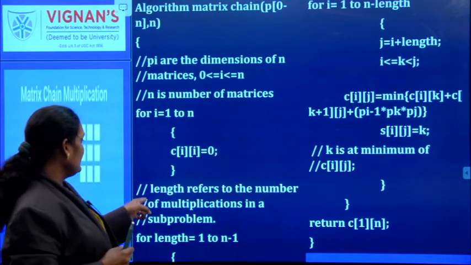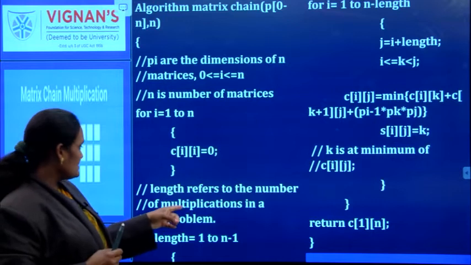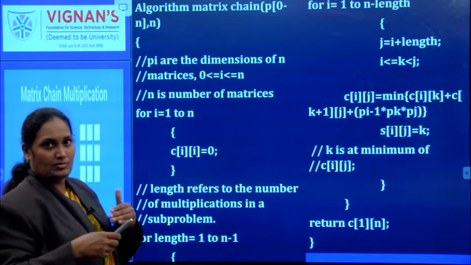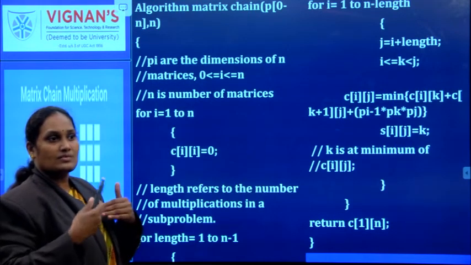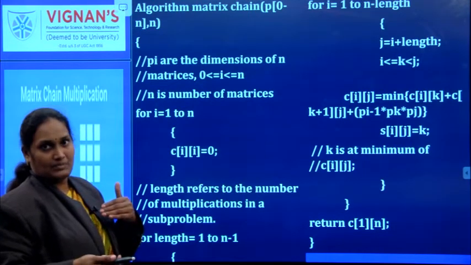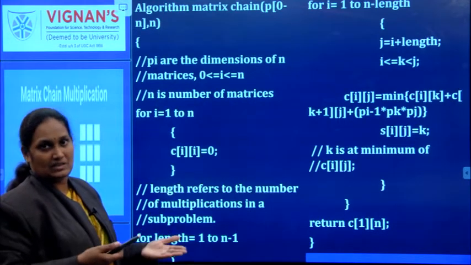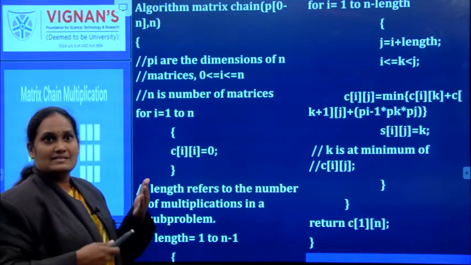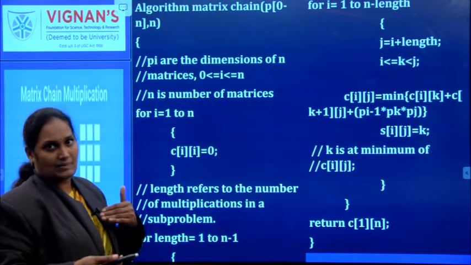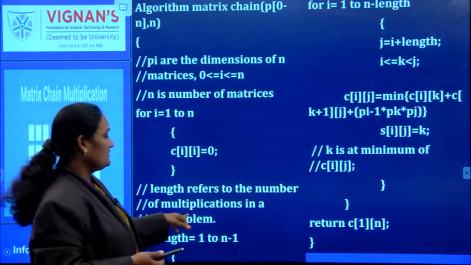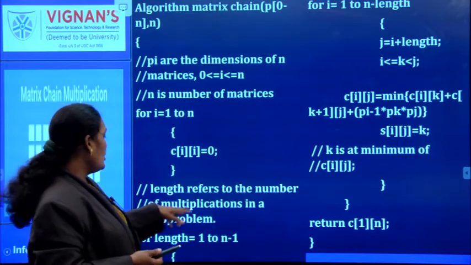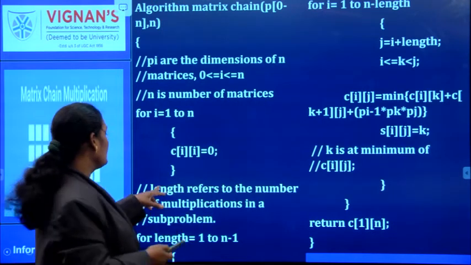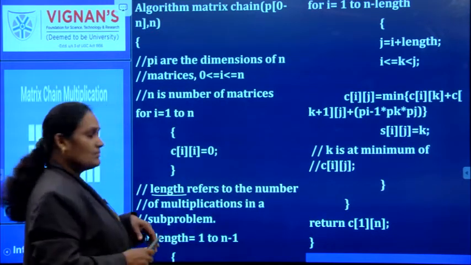Now, here we take another variable, length, which refers to the number of matrices in a subproblem. Here we are going to divide the problem into subproblems. The solutions of those subproblems are tabulated. In dynamic programming, the general method itself is dividing the problem into subproblems. These subproblems are solved and the solutions are tabulated. Now, here also we are going to divide the problem into subproblems. Now, how many multiplications are required in each subproblem? To find that, we are taking a variable which is nothing but length.